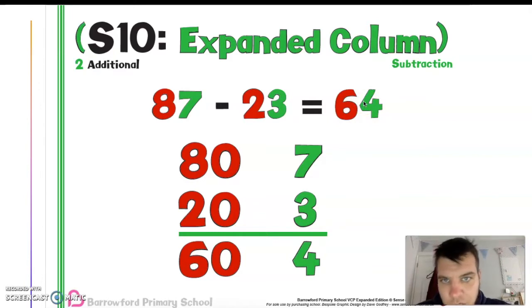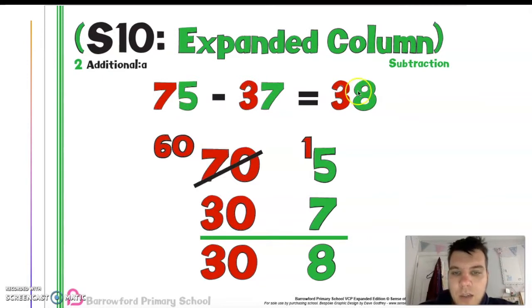Sometimes column subtractions don't work as neatly as that, and this is what we'll look at now. This calculation is 75 take away 37. I write it out in the same way and partition it, so I've got 70 and 5, and 30 and 7. Start off with my units: 5 take away 7. I hit a problem.